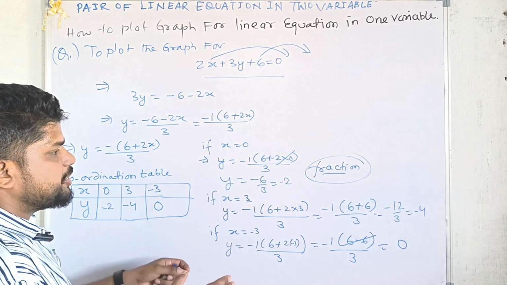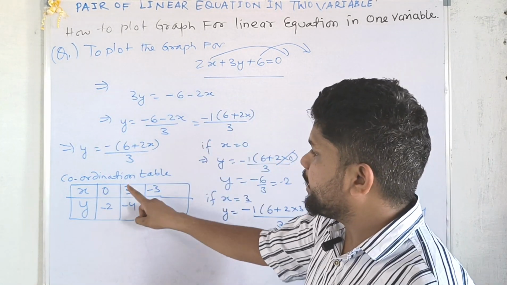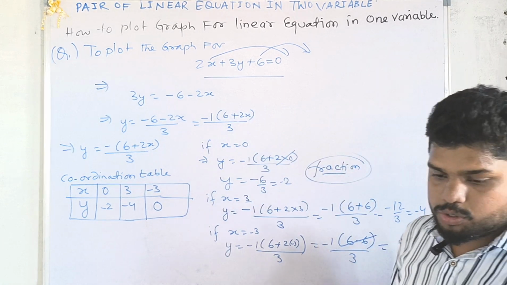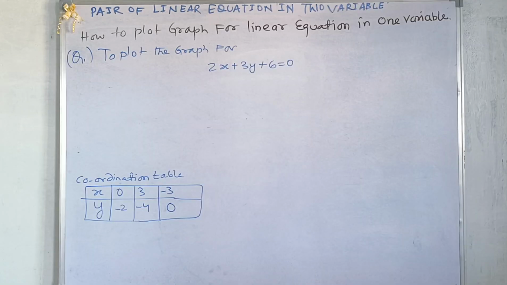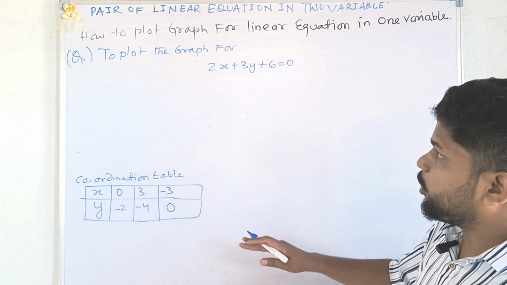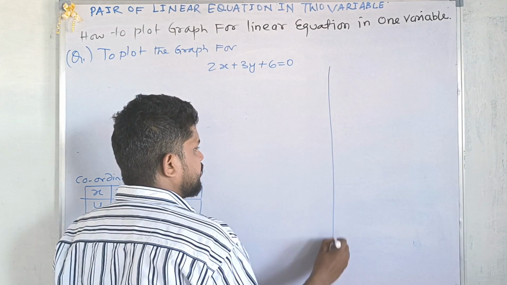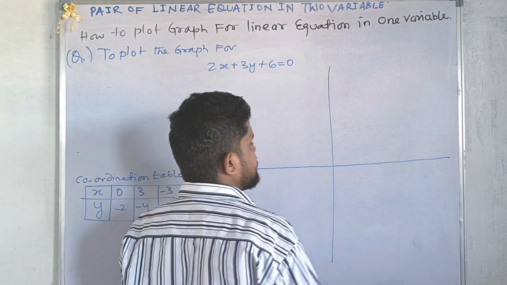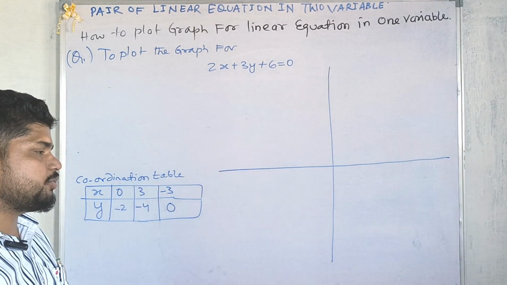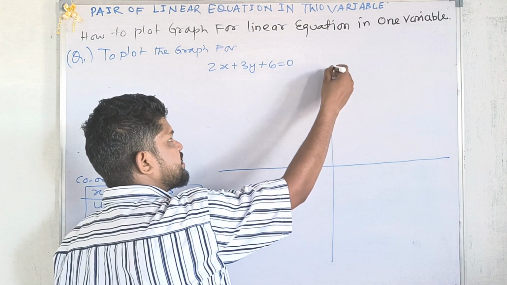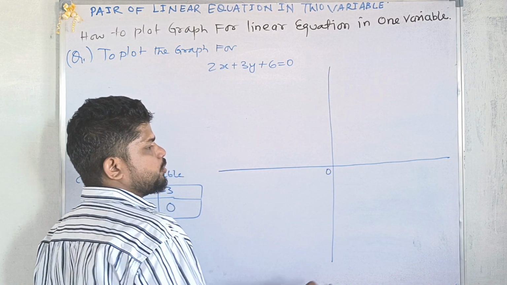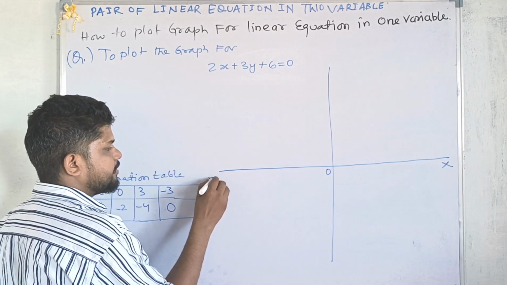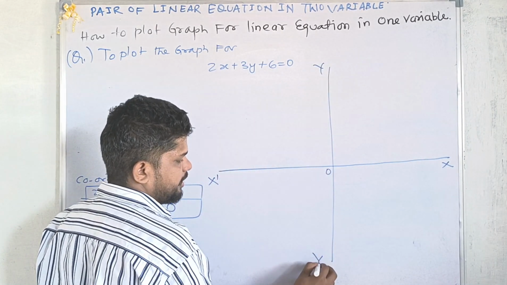So now we have got 3 points. Now let's try to put this coordinate table on the graph. So I will just erase the things. Now let us plot the graph. So dear students, we know that the vertical line is known as y-axis and the horizontal line is known as x-axis, and the point of intersection between the x-axis and the y-axis is known to be origin. So here this is x, this is x dash, this is y, this is y dash.